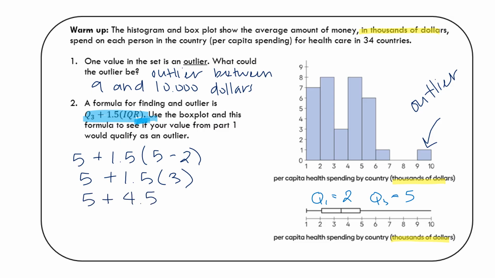And then I'm going to add 5 plus 4.5 together, and so I get 9.5. I want to remember that this is in thousands of dollars, so really this represents $9,500. If I think about it, 9,500 is in fact in between 9 and 10,000. And so technically that formula did help confirm that there could be a possible outlier in between 9,000 and 10,000. We don't know it for sure, but based off of what we've seen so far, I would say there's definitely a plausible one there.